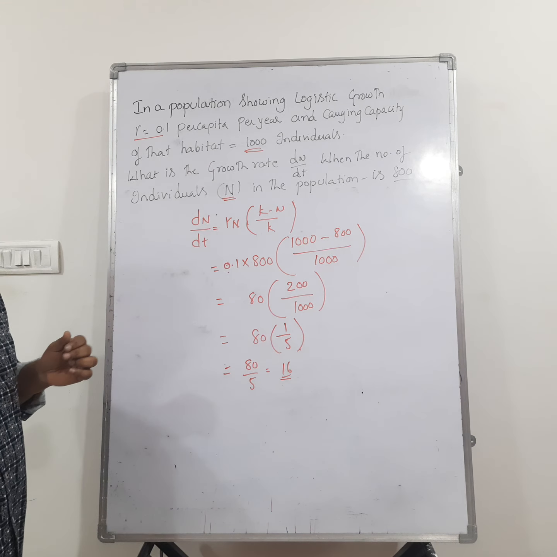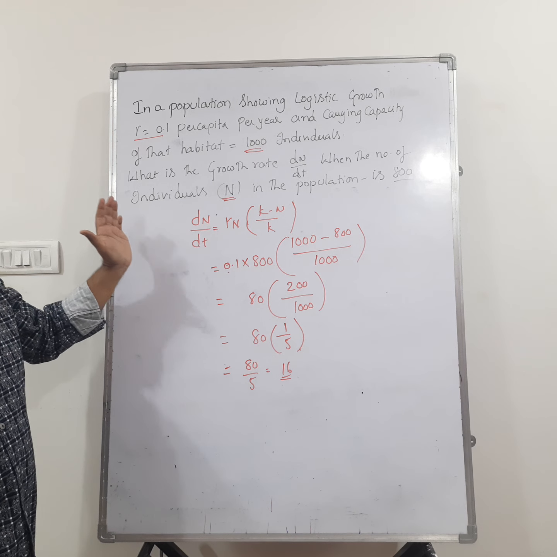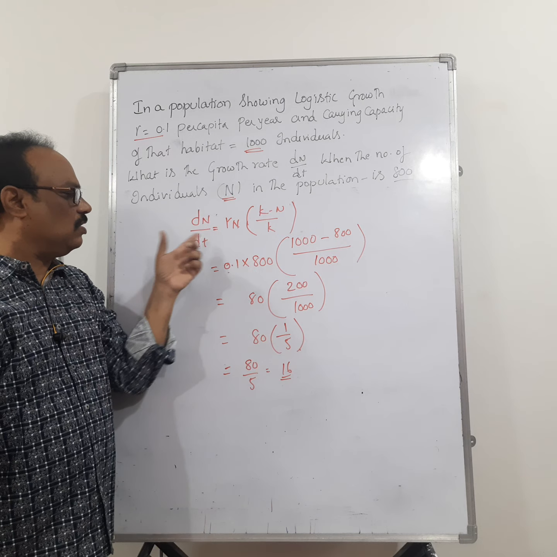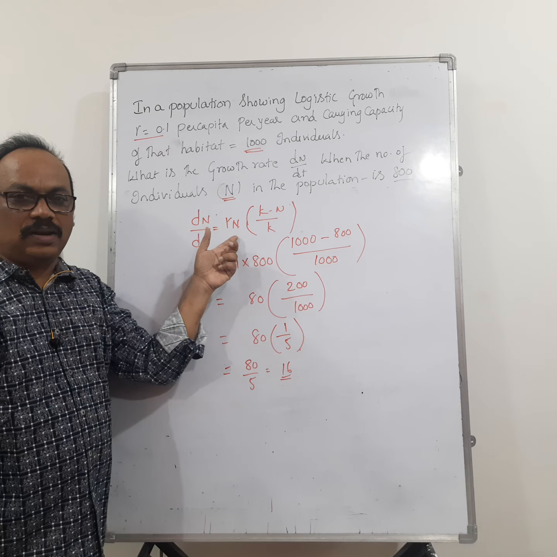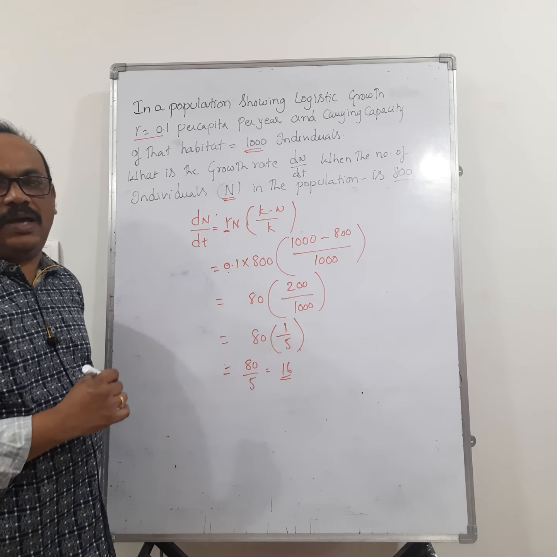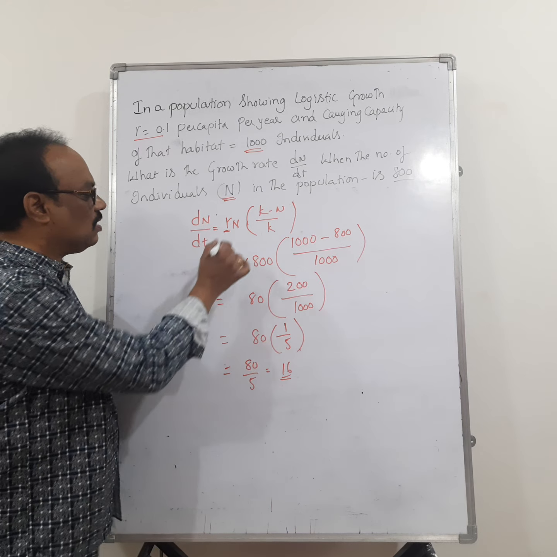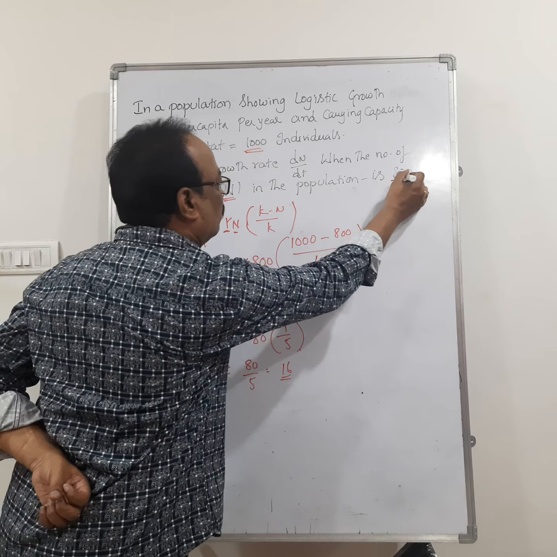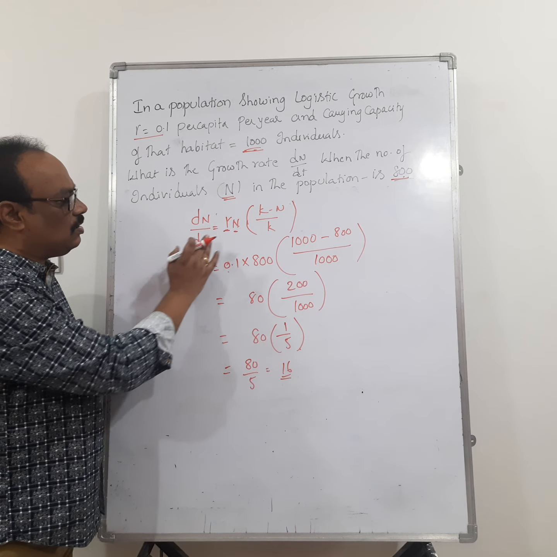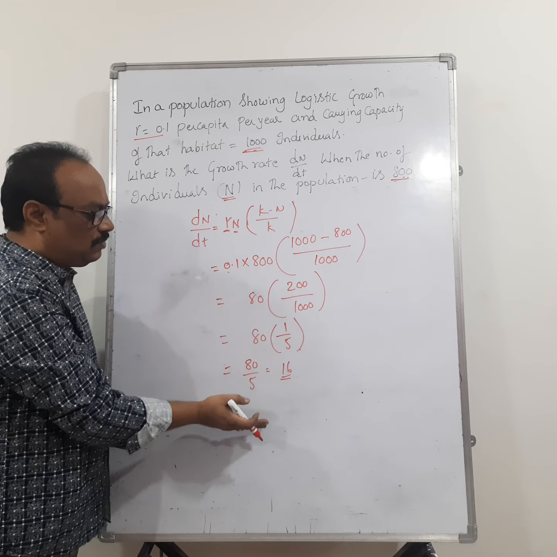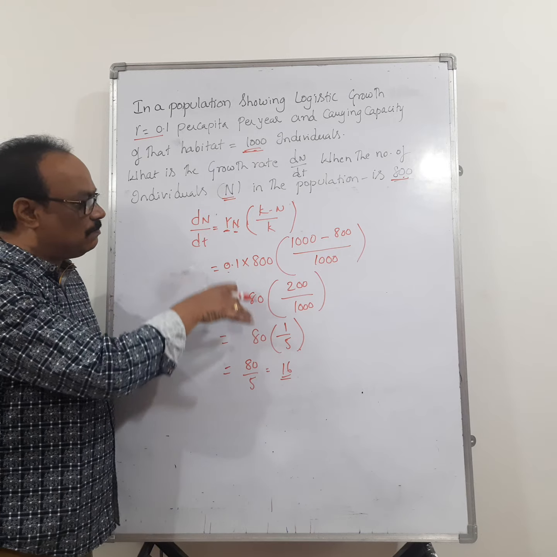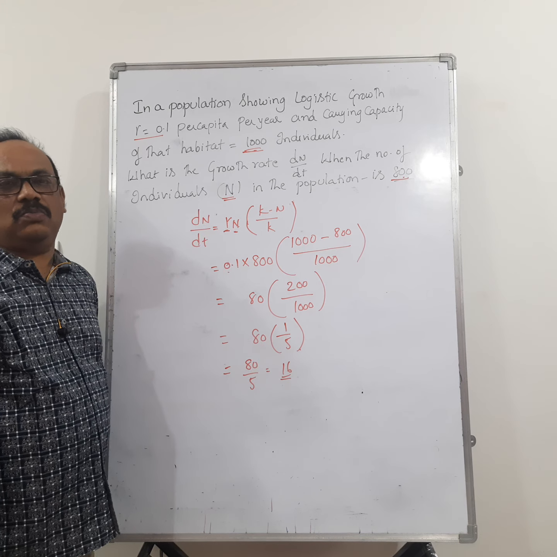Okay, so once again look at that. We have to calculate the population growth rate. For the logistic growth curve, what is the formula? dN by dt equal to rN (K minus N) by K. We all know that r means the intrinsic rate of natural increase, N is the density of population, already given, and K is the carrying capacity. So by using dN by dt equal to rN into (K minus N) by K, we get the population growth size as 16. Okay, this completes the logistic growth model also.